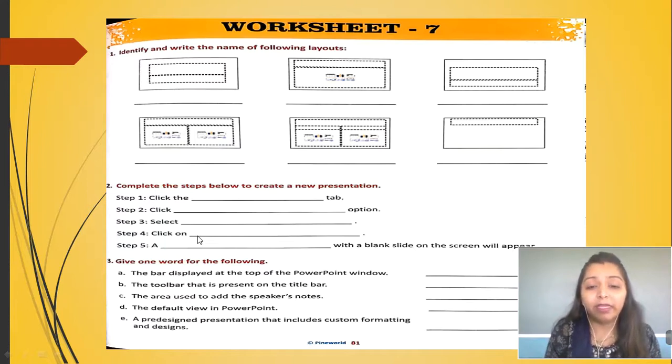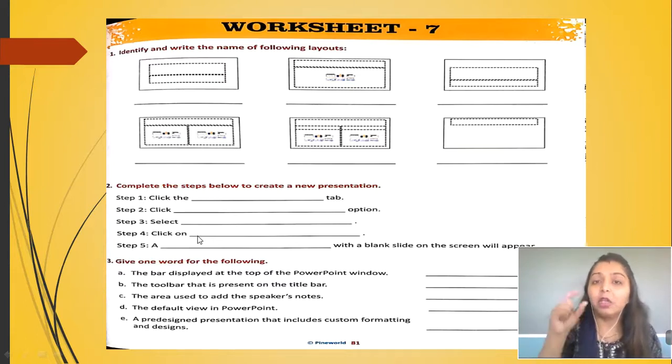The bar displayed at the top of the PowerPoint window. At the top, सबसे ऊपर कौन सा bar होता है? That is the title bar. Yes? Next, the toolbar that is present on the title bar, that is quick access toolbar. So your second answer will be quick access toolbar. Okay. The third, the area used to add the speaker's notes, that is notes. It is named as notes. So your answer will be notes.